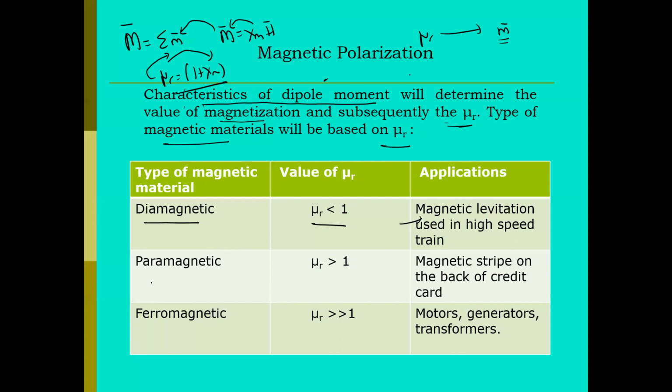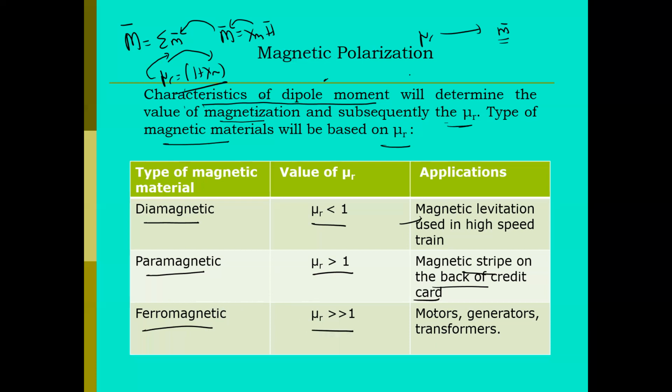And then we have the second type, called paramagnetic, in which for this paramagnetic material, the mu R value would be higher than 1. And the applications of paramagnetic are normally in the magnetic stripe on the back of your credit card. So that should be the common application of paramagnetic material. And then we have the ferromagnetic, which is very common, in which the value of mu R for this type of material will be very, very much higher than 1.